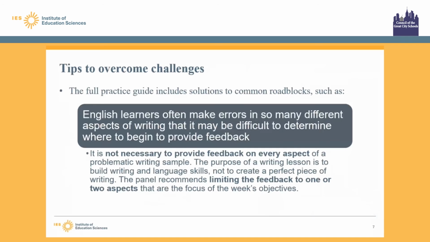Teachers will almost certainly encounter roadblocks to implement the recommendations in the practice guide. For this reason, the full practice guide also includes solutions to common roadblocks, such as this one from recommendation 3. English learners often make errors in so many different aspects of writing that it may be difficult to determine where to begin to provide feedback. It is not necessary to provide feedback for every aspect of a problematic writing sample. The purpose of a writing lesson is to build writing and language skills, not to create a perfect piece of writing. The panel recommends limiting the feedback to 1 or 2 aspects that are the focus of the week's objectives.